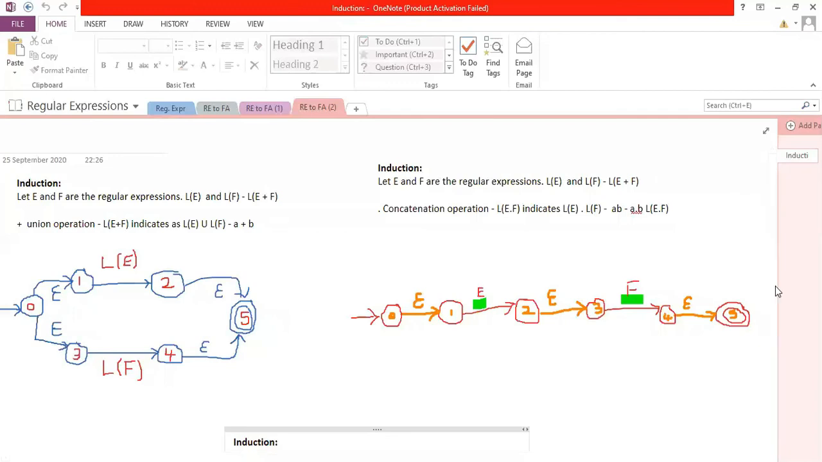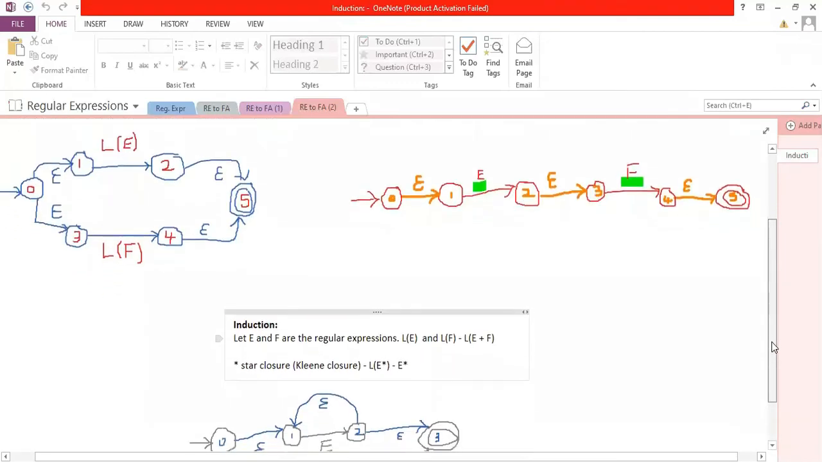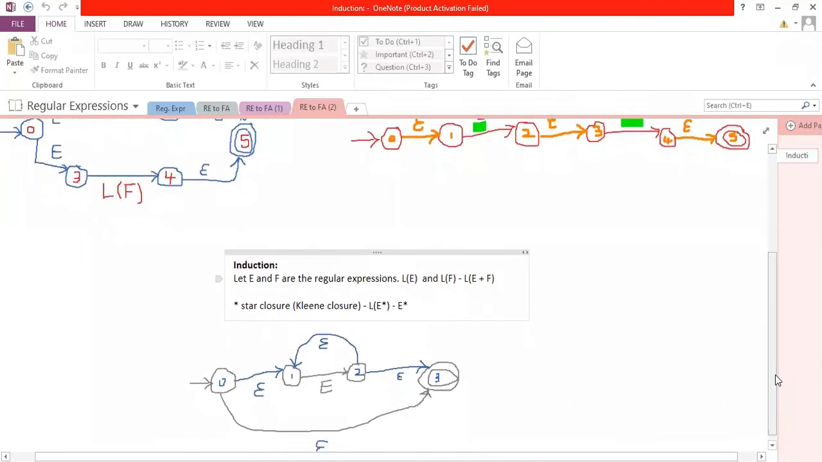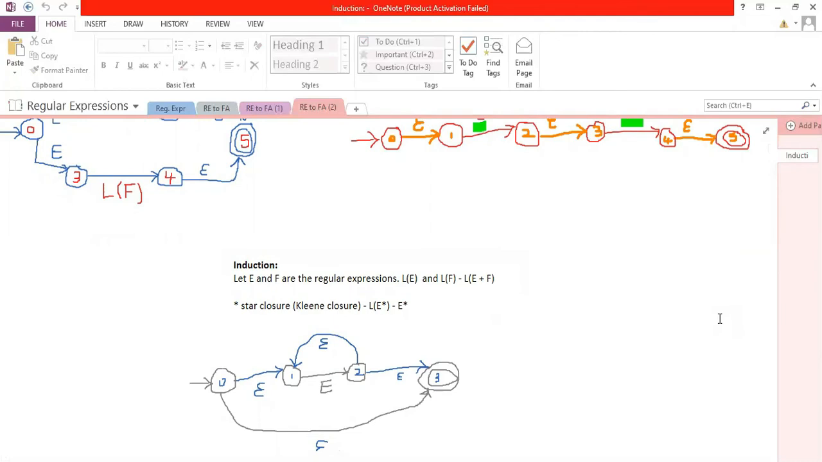The last symbol we have with respect to the inductive part of regular expression is star. We already know star indicates closure property. That means whenever we write star as a superscript, that indicates 0 or more occurrences of that particular symbol. If I write A star, it says 0 or more occurrences of A. Now, how do I represent it?